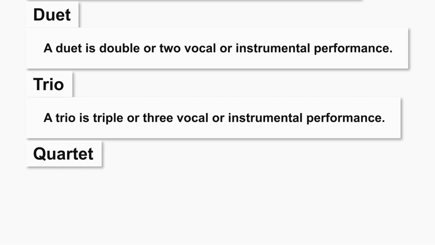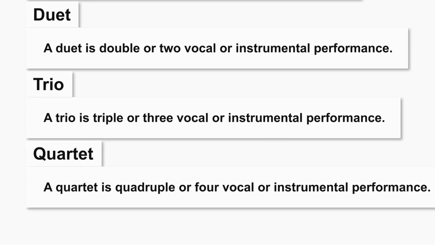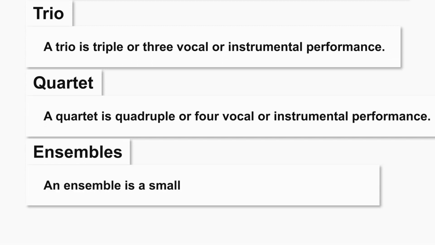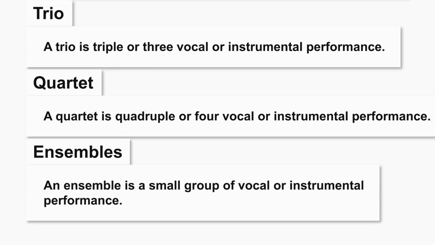Quartet. A quartet is a quadruple or four vocal or instrumental performance. Ensembles. An ensemble is a small group of vocal or instrumental performance.